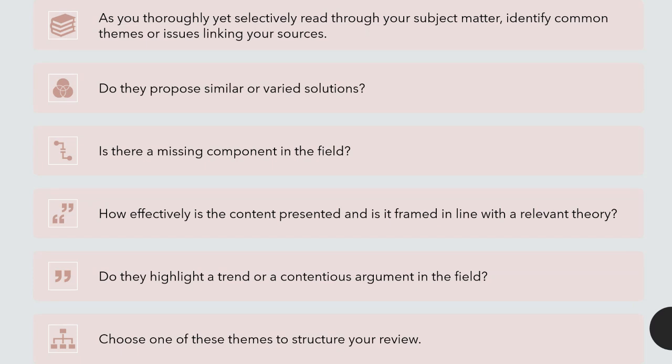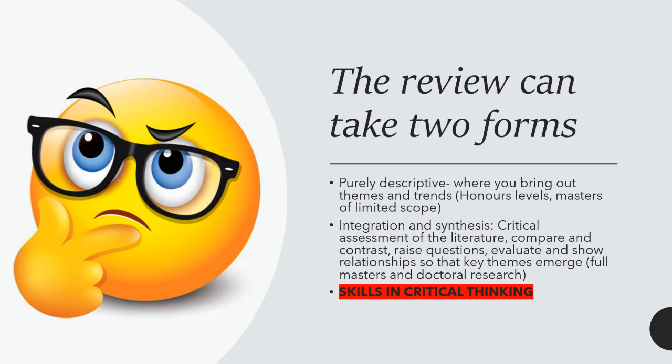All right, so questions that you can then ask to critically interrogate what you're reading could be one of these. You could start off with common themes and trends. And then you can decide, based on that, is there something missing? Are there gaps? Can you identify trends, or are there contentious issues? And you can then use that to present your literature review in a more critical manner.